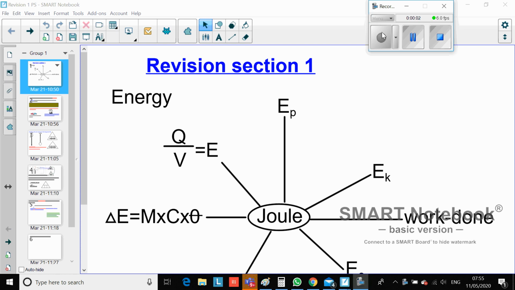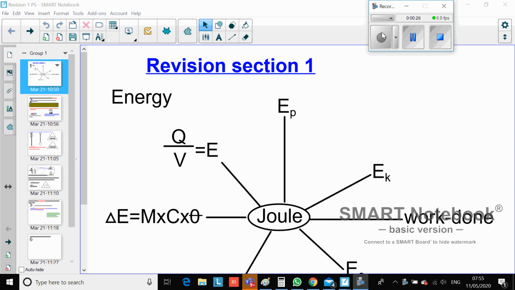Right, hello Year 9. So we've actually now finished this topic of energy. So next week, on the Monday the 18th, I'm going to set you an end of topic test on energy. So we're going to be revising this lesson. I'm going to go through a few of the key things that you need to know, and then you are going to be left to do some of your own revision towards the end of the lesson.